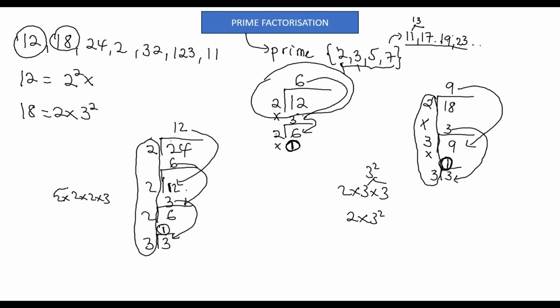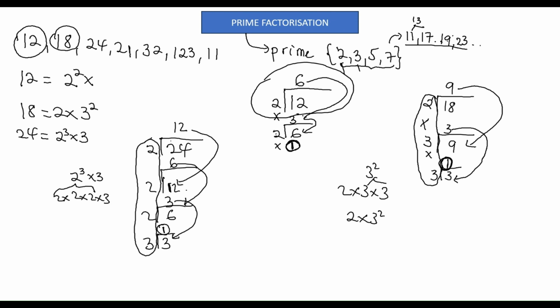But the 2's repeat. Because they repeat, you can just write how many times they repeat. 3 times. So we write that at the top here. The number of times it repeats, we write it at the top as the power, times 3. So at the end of the day, the prime factorization of 24 is 2 to the power 3 times 3.